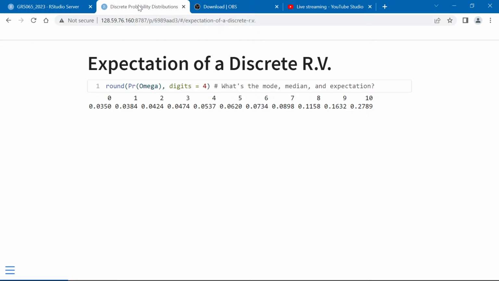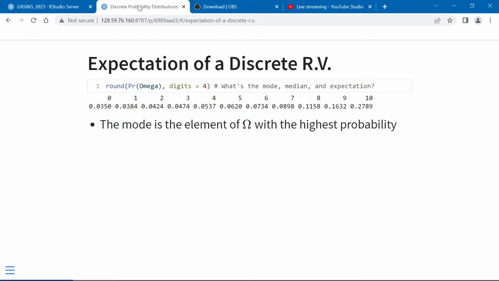Yes? The most frequent number that occurs. Okay, so the element of the sample space with the highest probability, which in this case would be 10. Okay, good. What is the median number of pins knocked down on the first roll of a frame of bowling under this model?